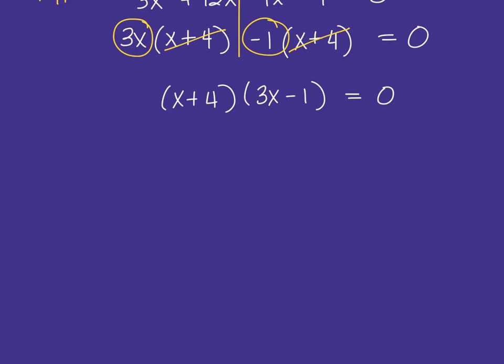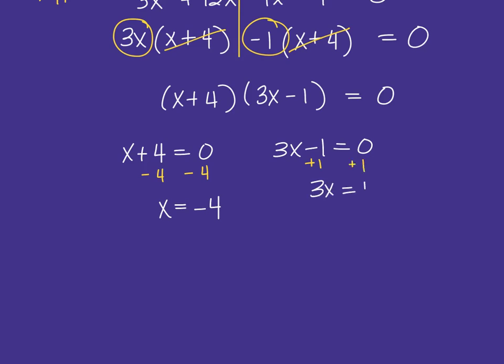Then you take each of those and set them equal to 0 individually by themselves. So x plus 4 is equal to 0. So is 3x minus 1. And you solve them individually to find the x-intercepts. Subtract 4 from each side of the lead factor. That tells you that the first x-intercept is negative 4. On the other side, we'll add 1 to both sides. That gives me 3x equals 1, and we'll divide by 3. And so x is 1/3.